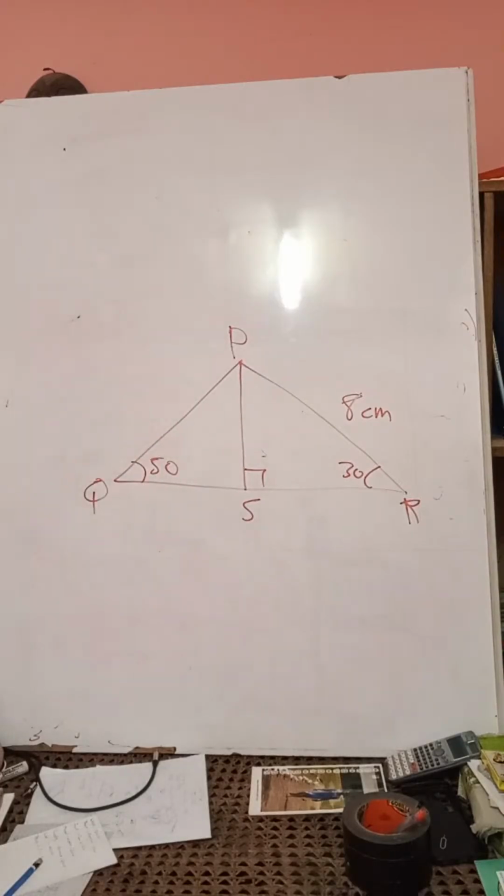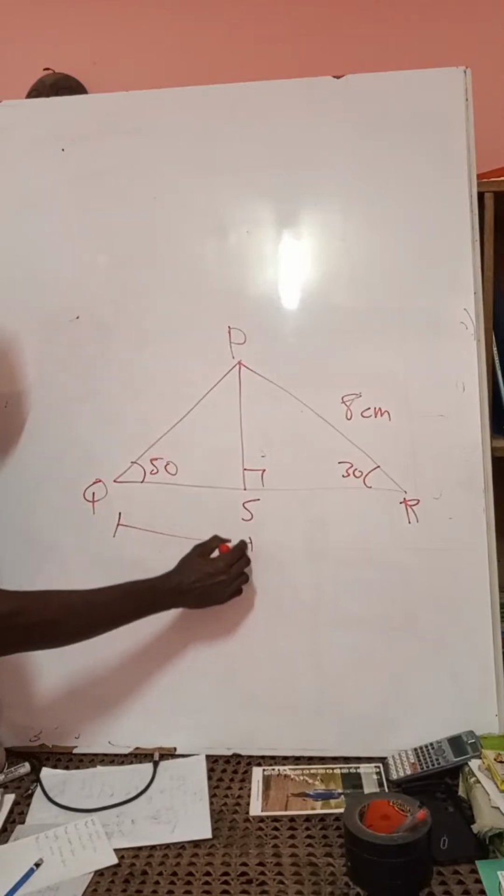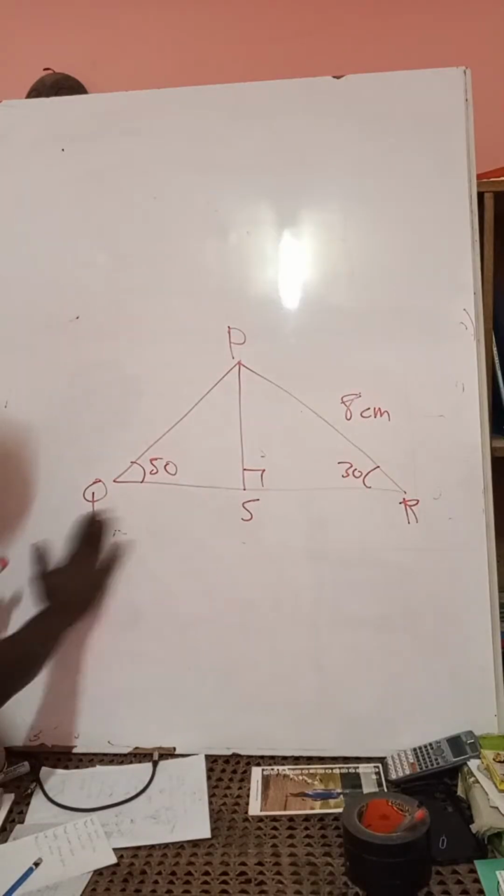And you're asked to find, in the diagram below, line QS. Where is QS? You are finding this side. Do it and let me see. Try your hands on this question. We are finding QS, this side, line QS.